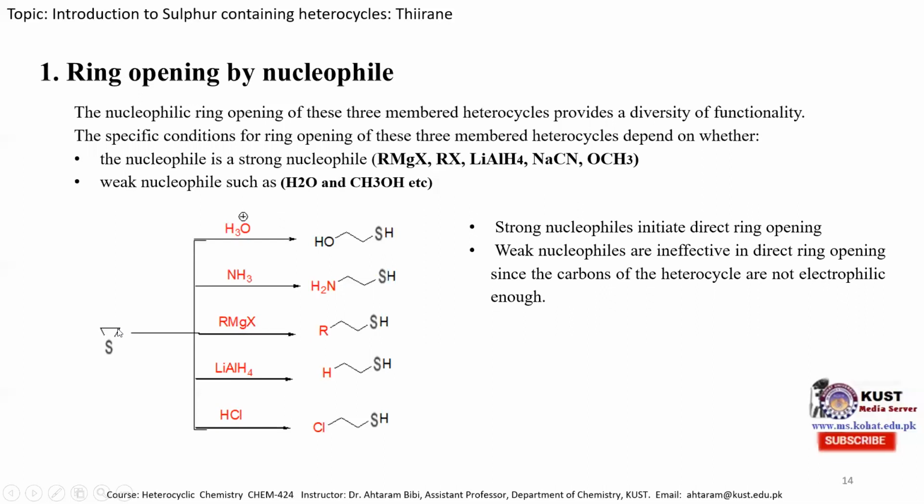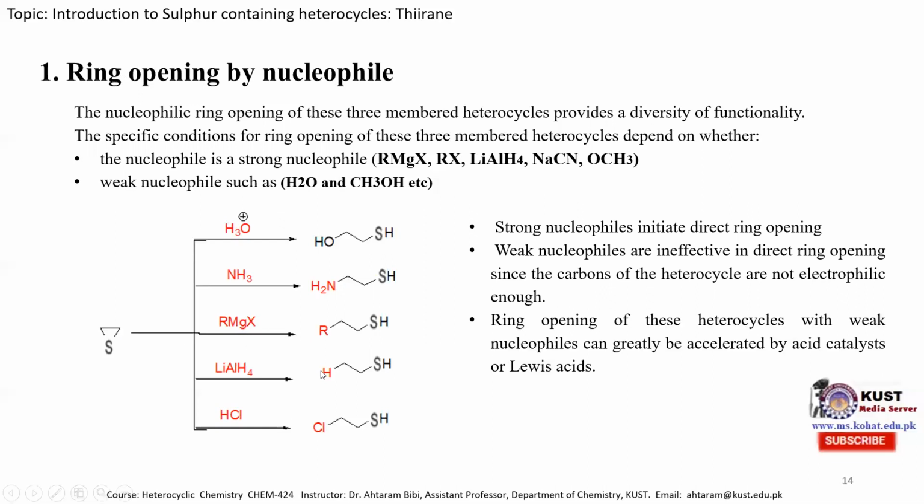So what do we do to initiate the reaction? The ring opening of these heterocycles with weak nucleophiles can greatly be accelerated by an acid catalyst or Lewis acid. So one can use the acid catalyst to initiate the ring opening reaction with a weak nucleophile.